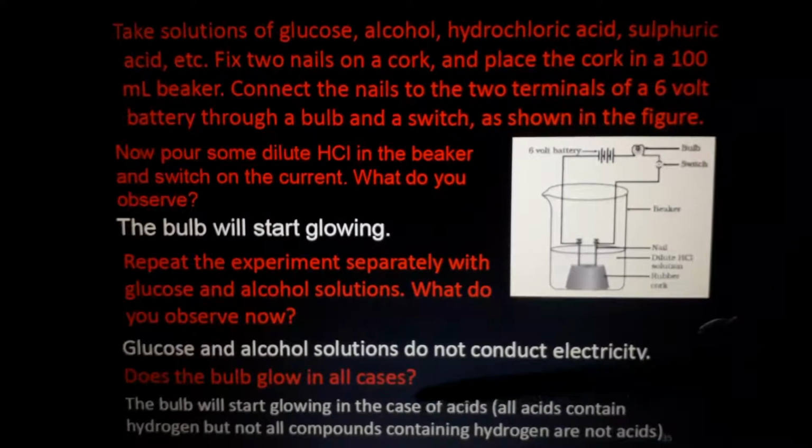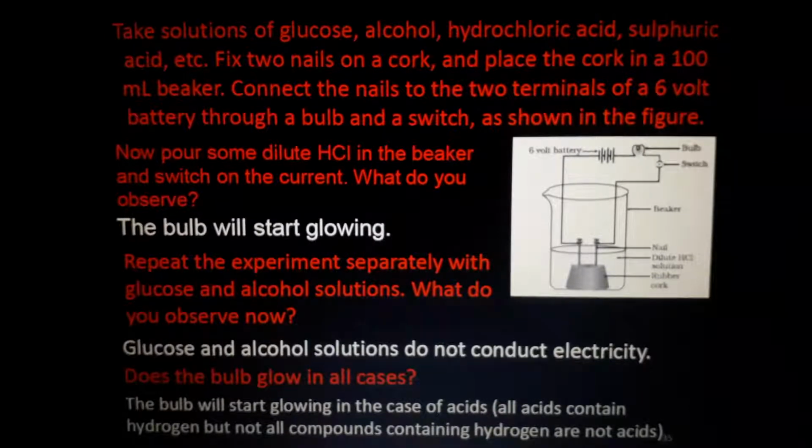All acids contain hydrogen, but not all compounds that contain hydrogen are acids. H2SO4 contains hydrogen. CH3COOH contains hydrogen. HCl contains hydrogen. HNO3 contains hydrogen. If a solution must release hydrogen, it must contain hydrogen in it, isn't it? In the case of glucose, hydrogen is there. C6H12, lots of hydrogens are there. In the case of alcohol, all alcohols are based on hydrogen.